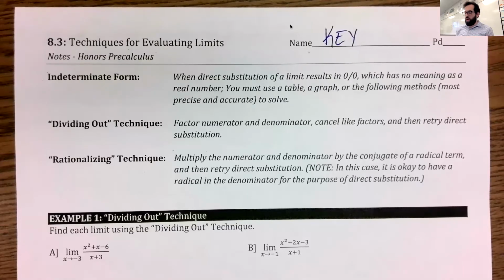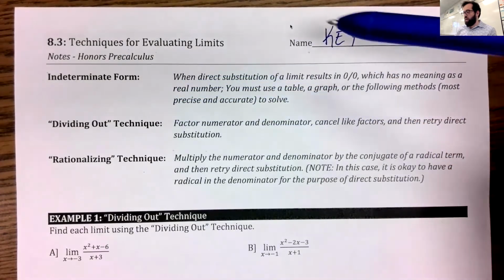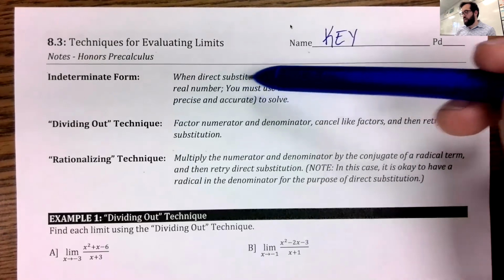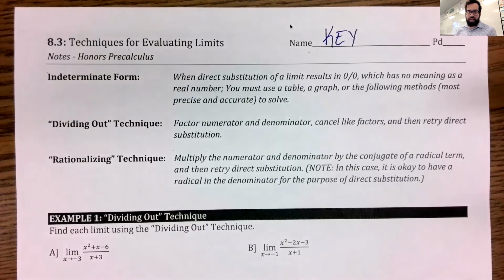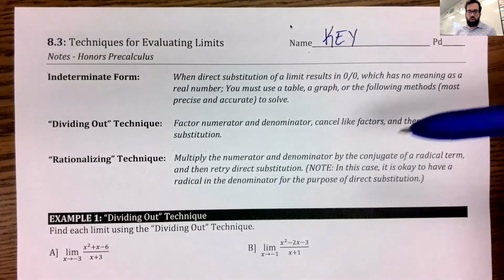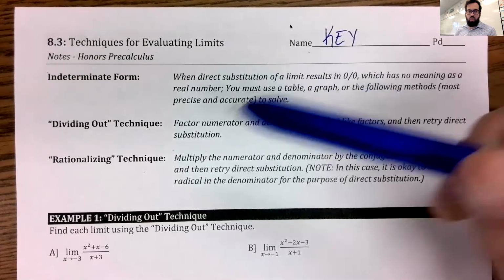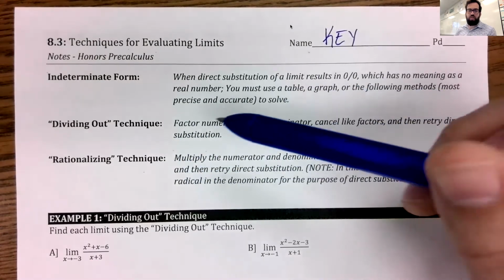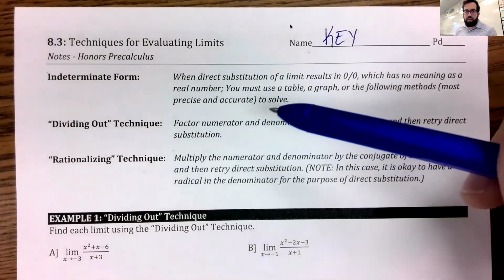All right, here we go. 8.3, techniques for evaluating limits. First of all, we have to know what indeterminate form means. If you try to use direct substitution and you get a fraction 0/0 as the answer, this value has no meaning as a real number, and we must use a table, a graph, or one of these following techniques, which are specifically more precise and more accurate in order to solve.